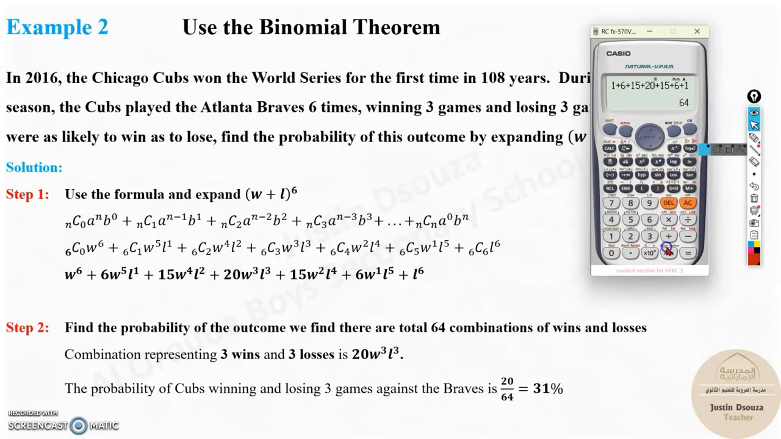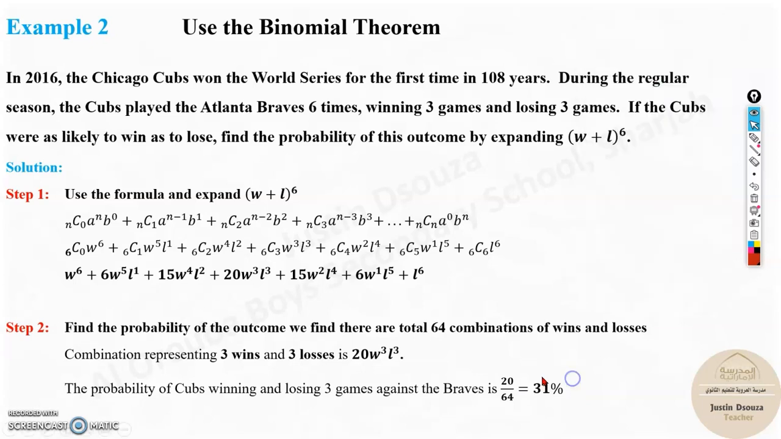The desired probability is 20 divided by the total outcome. The total outcome was 64, so we get the probability of 31.25%. You just divide it, it's about 31%, or you can multiply this by 100 to get the percent. It is 31.25 or 31. So this is how we get the answer. I hope it is clear.